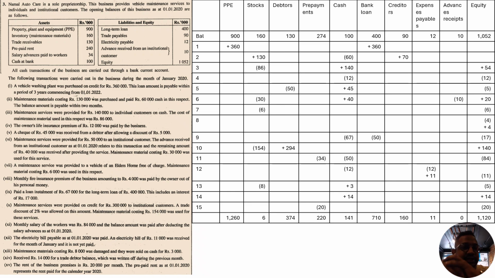Hello guys, this is the equation question that came in 2020 A level. Nama Lotto Care is a sole proprietorship and the business provides vehicle maintenance services to individuals and institutional customers. The opening balances of this business as at 1st of Jan 2020 are as follows, and assets are given here and the liabilities and equity are also given here.